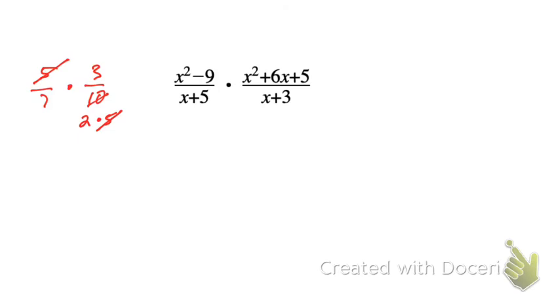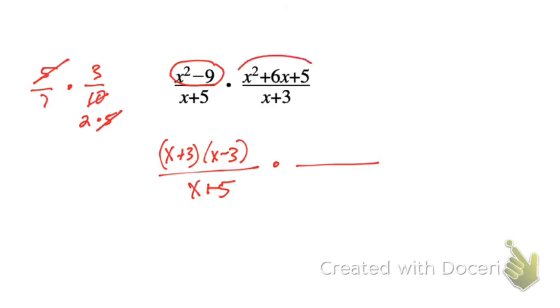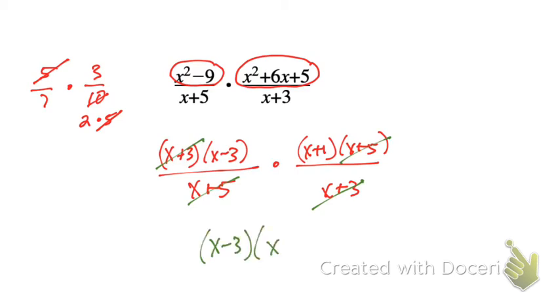So when we see this x squared minus 9, we have to think of that as x plus 3 times x minus 3 over that x plus 5. Now we're multiplying by, and then what can we do with x squared plus 6x plus 5? That's x plus 1 times x plus 5 over x plus 3. Then if we have a common factor in numerator and denominator, like these x plus 3s, those x plus 5s, we get to cancel them. And our final simplified version of this is x minus 3 over x plus 1.